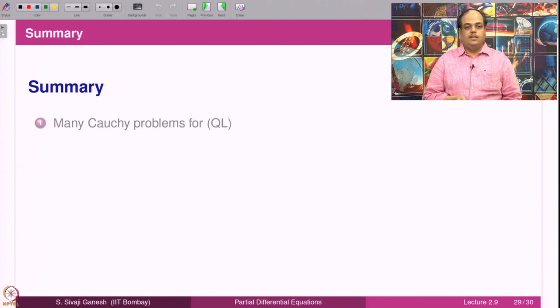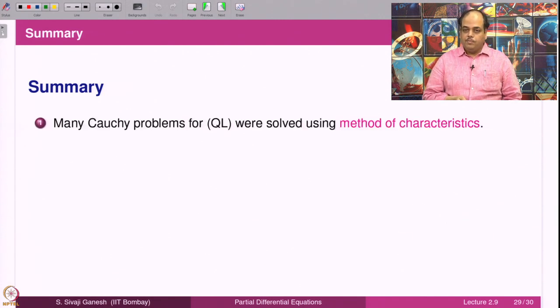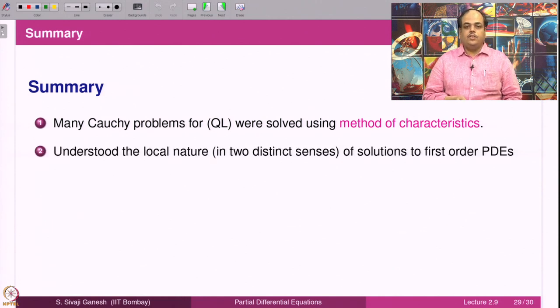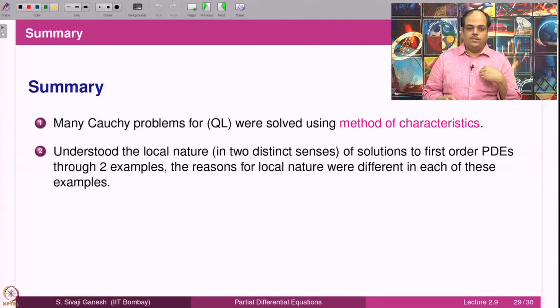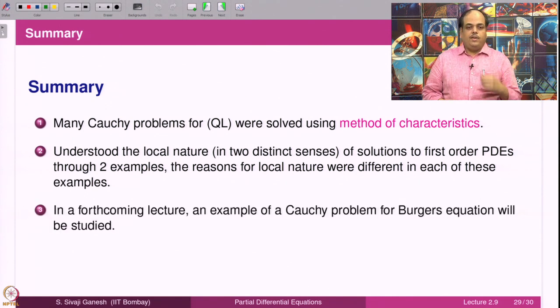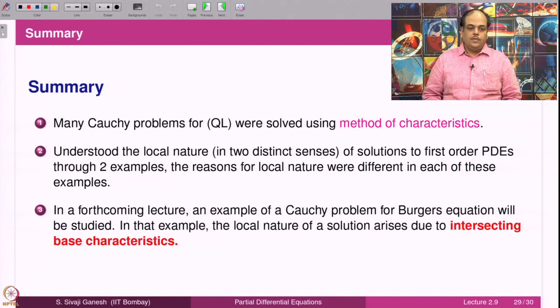So, let us summarize. Many Cauchy problems are solved using the method of characteristics. We understood the local nature of solutions to first order PDEs. This local nature can be in two different senses: one is with respect to the datum curve, another is with respect to the domain. Of course, through two examples we have understood this, and the reasons were different in each of these examples. In a forthcoming lecture, an example of a Cauchy problem for Burgers equation will be studied. In that example, the local nature of a solution arises due to intersecting base characteristics. That we will see in a forthcoming lecture.